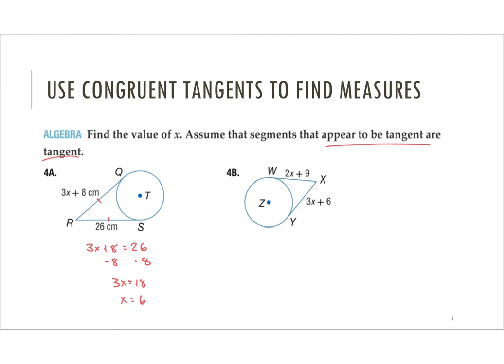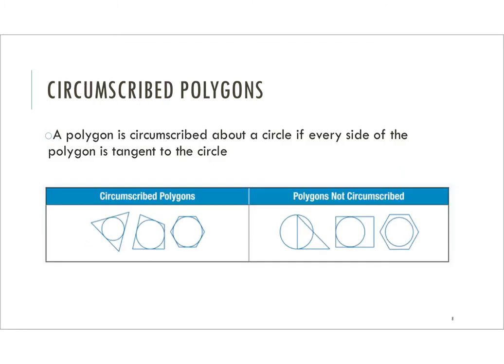Okay, video's going to pause. You guys do 4b. And there's the answer for 4b. If you made a mistake, check for math errors. Otherwise, just remember that when you have two tangents that share the same exterior endpoint, they are congruent.